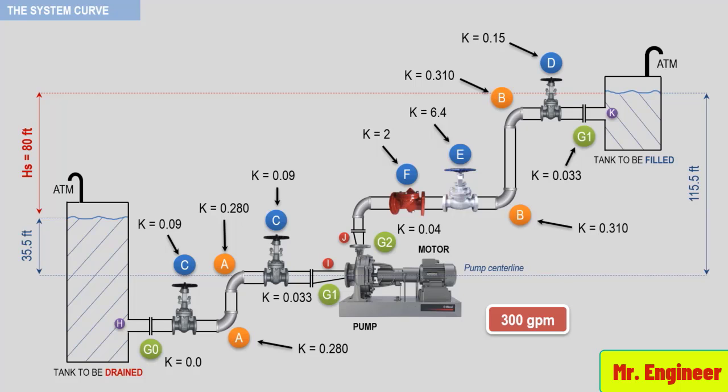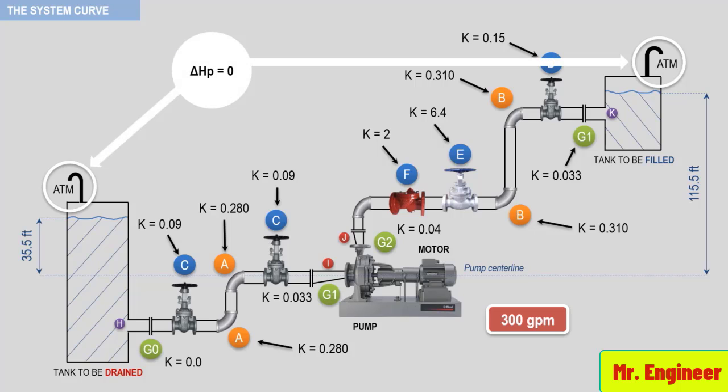Another component of the total dynamic head is the pressure head. We can see from this figure that both tanks have vent valves. These two vessels are exposed to atmospheric pressure, which is the same in both tanks. So by simple observation, pressure head in this example doesn't exist, and therefore HP is equal to 0.